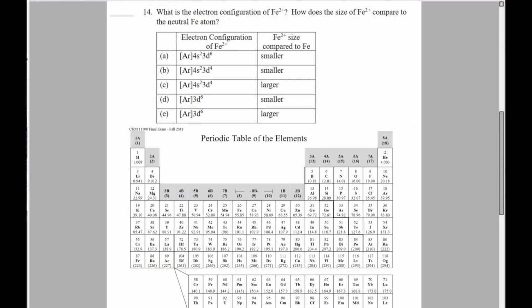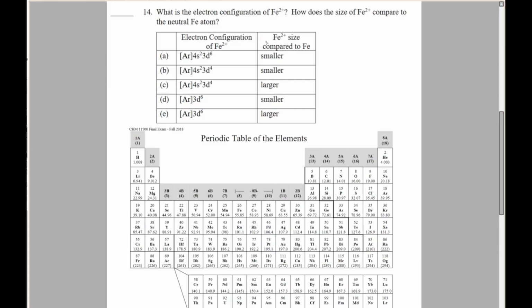Question 14. What is the electron configuration of Fe2+? How does the size of Fe2+ compare to the neutral Fe atom? In this question, we're given a table of different choices, and the easiest way I like to approach these types of questions is by process of elimination. I like to start with the size comparison because that's mostly conceptual, and as long as you understand that, you can't get it wrong. So I want to start with that and then work my way down through the process of elimination.